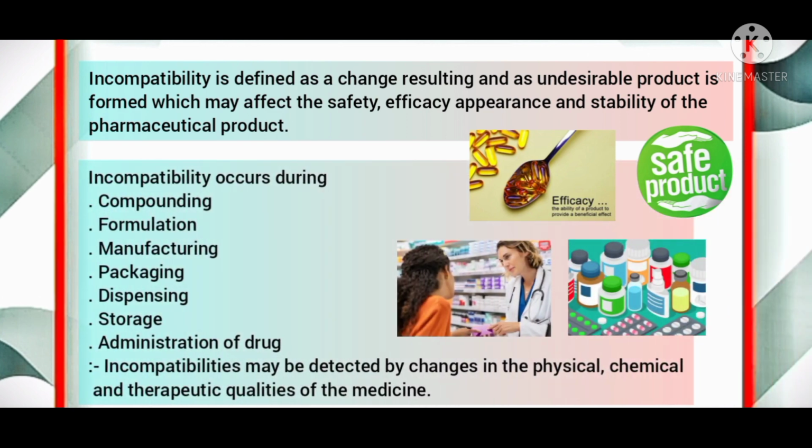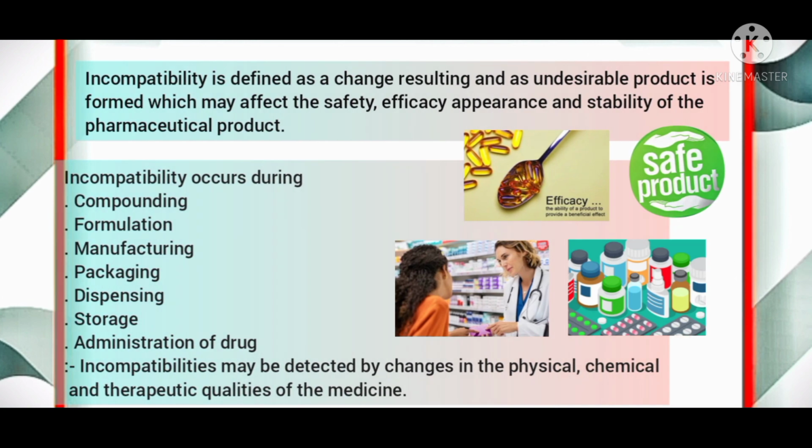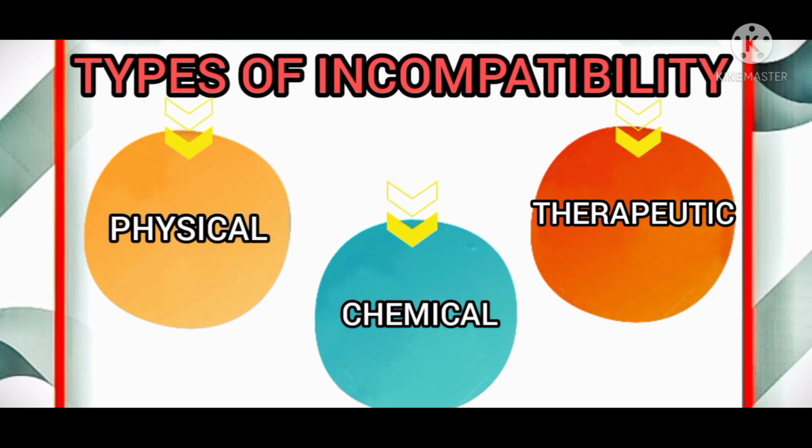Incompatibility occurs during compounding, formulation, manufacturing, packaging, dispensing, storage and administration of drug. By checking physical, chemical and therapeutic qualities of medicine, the changes that occur in product which can be said as incompatibility are then detected. Types of incompatibility: physical, chemical and therapeutic.